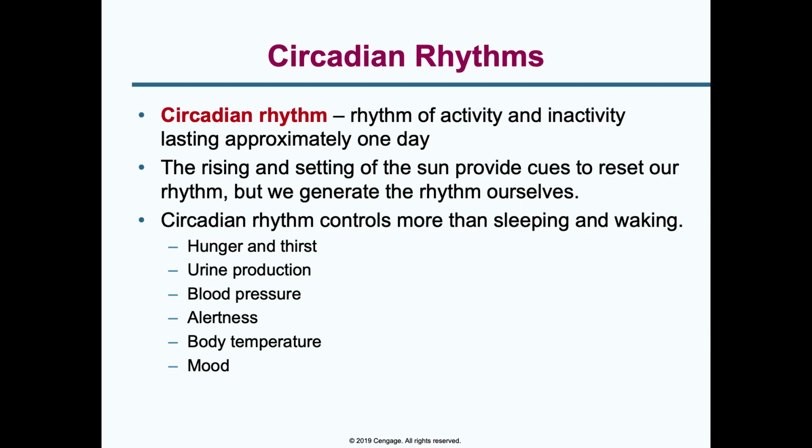So, besides sleeping and waking, when everyone thinks circadian rhythm just refers to sleeping and waking, it actually controls many other functions. It controls our hunger and thirst, our production of urine, our blood pressure, how alert we are, our body temperature, and our mood. And an interesting piece about mood is that most young people's mood varies over a day, where their peak of happiness is often in the late afternoon. So, if you're a younger person, you tend to be most happy in the late afternoon. I thought that was an interesting little tidbit to share with you there.